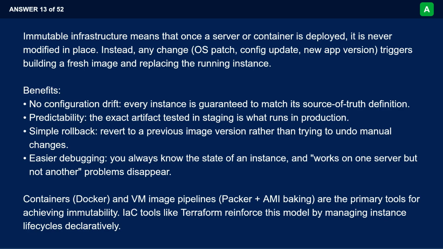Containers, Docker, and VM image pipelines, Packer plus AMI baking, are the primary tools for achieving immutability. IaC tools like Terraform reinforce this model by managing instance lifecycles declaratively.